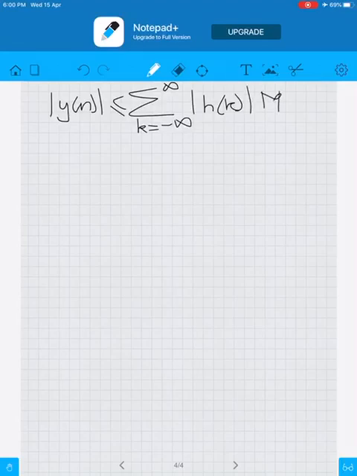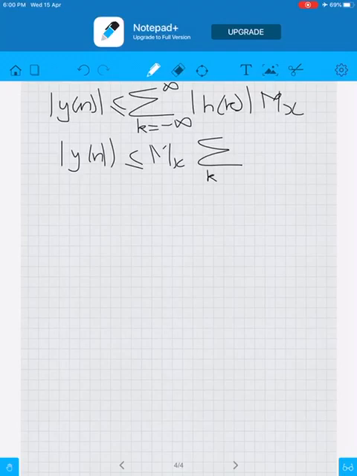Now it is mx. Since this is independent of k, which is a finite quantity, a constant, I can take it out and write magnitude of y of n is less than or equal to mx into summation k is equal to minus infinity to plus infinity magnitude of h of k. By observing this equation, we can know that the output will also be bounded provided the summation k is equal to minus infinity to plus infinity magnitude of h of k is a finite quantity. Now this has to be a finite quantity.